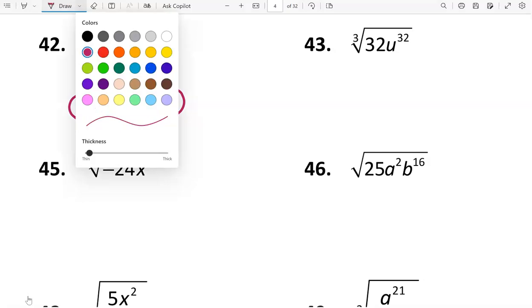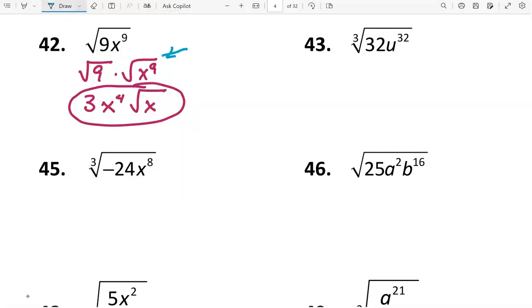Now, if you want to, you can also think of this as the square root of x to the 8th times the square root of x, since x to the 8th times x is x to the 9th, and the square root of x to the 8th gives us the x to the 4th, and then we have that leftover factor of the square root of x.